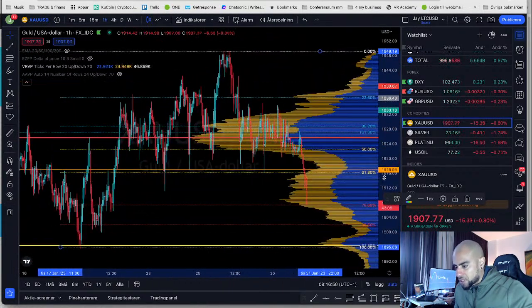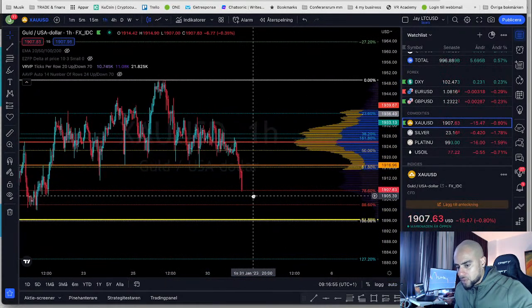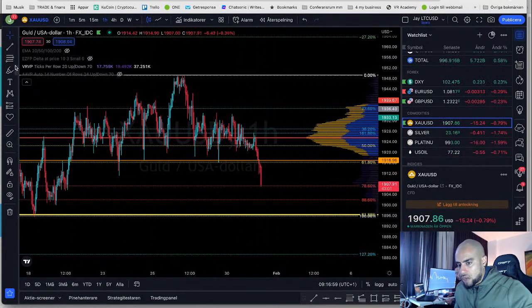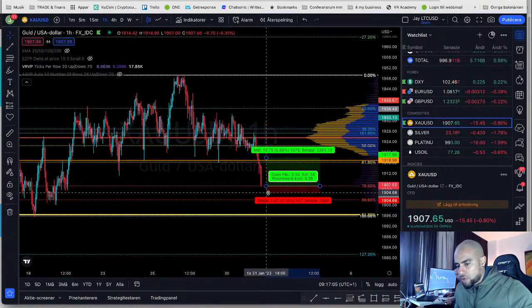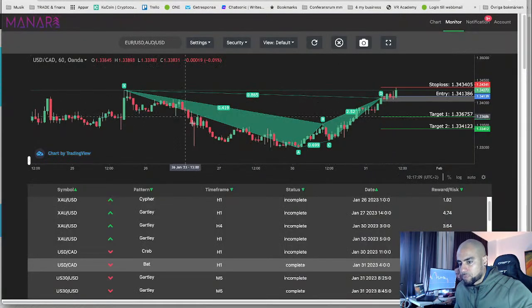And what we then quickly see is what I was looking for. We came down and touched the supply zone, and we're probably gonna shoot back up from there. This is exactly what I wanted to see. It confluences perfectly with Monero.